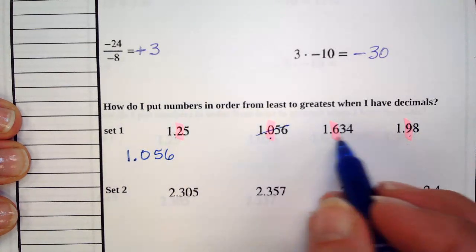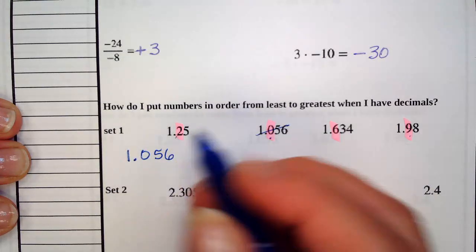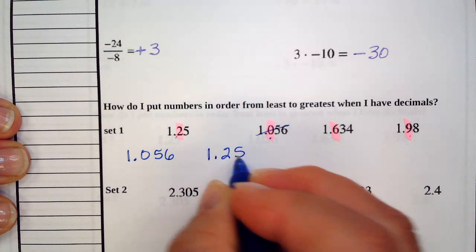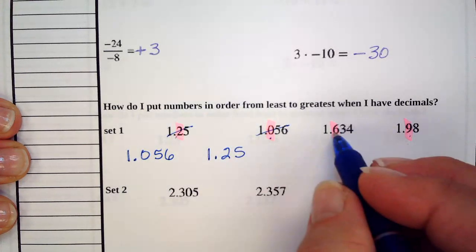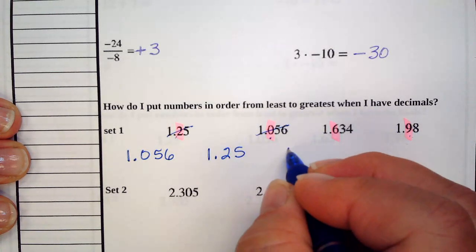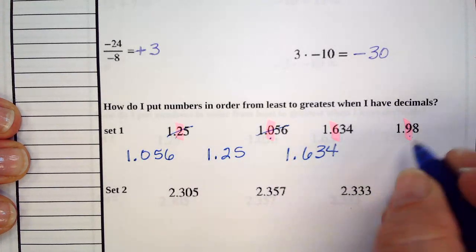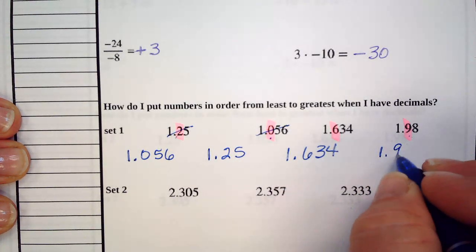Okay, I've got 2, 6, 9. 2 is next. 1.25. 6 and a 9. Well, 6 is smaller than 9. 1.634, and then 1.98.